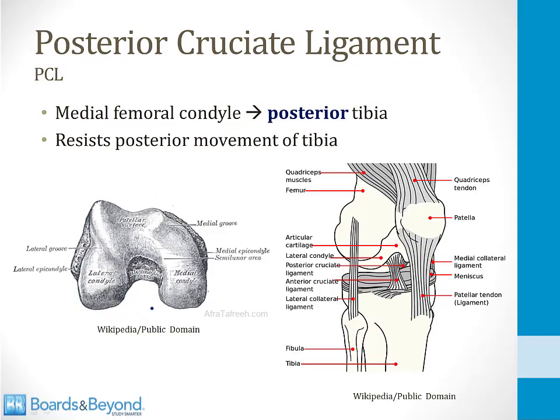ligament. The posterior cruciate ligament runs from the medial condyle of the femur to the posterior tibia. That's why it's called the posterior ligament. And the job of this ligament is to resist posterior movement of the tibia. If you try to push the tibia backwards against the knee joint, that movement is resisted by the PCL.